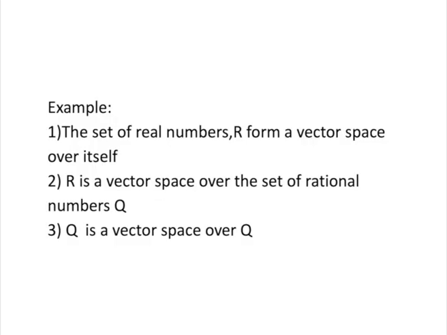Example: the set of real numbers R forms a vector space over itself. What is R? R is the set of real numbers. Second, R is a vector space over the set of rational numbers Q. Third, Q is a vector space over Q. What is Q? Q is the set of rational numbers.